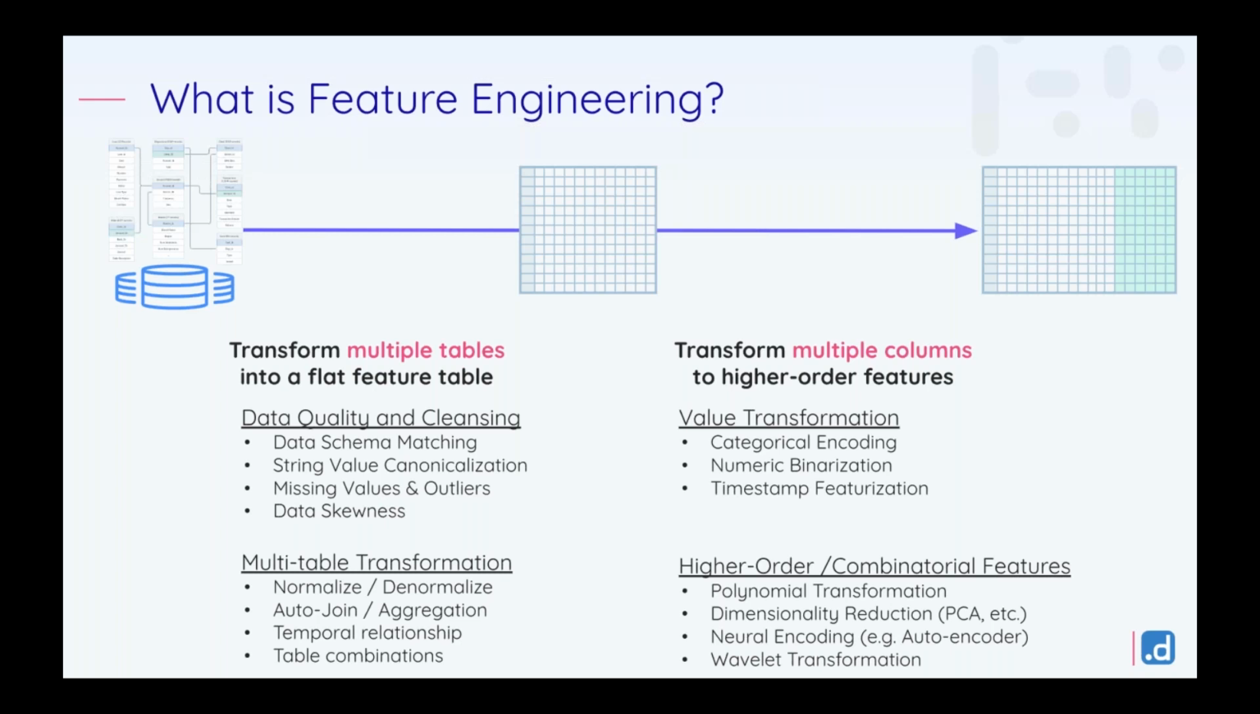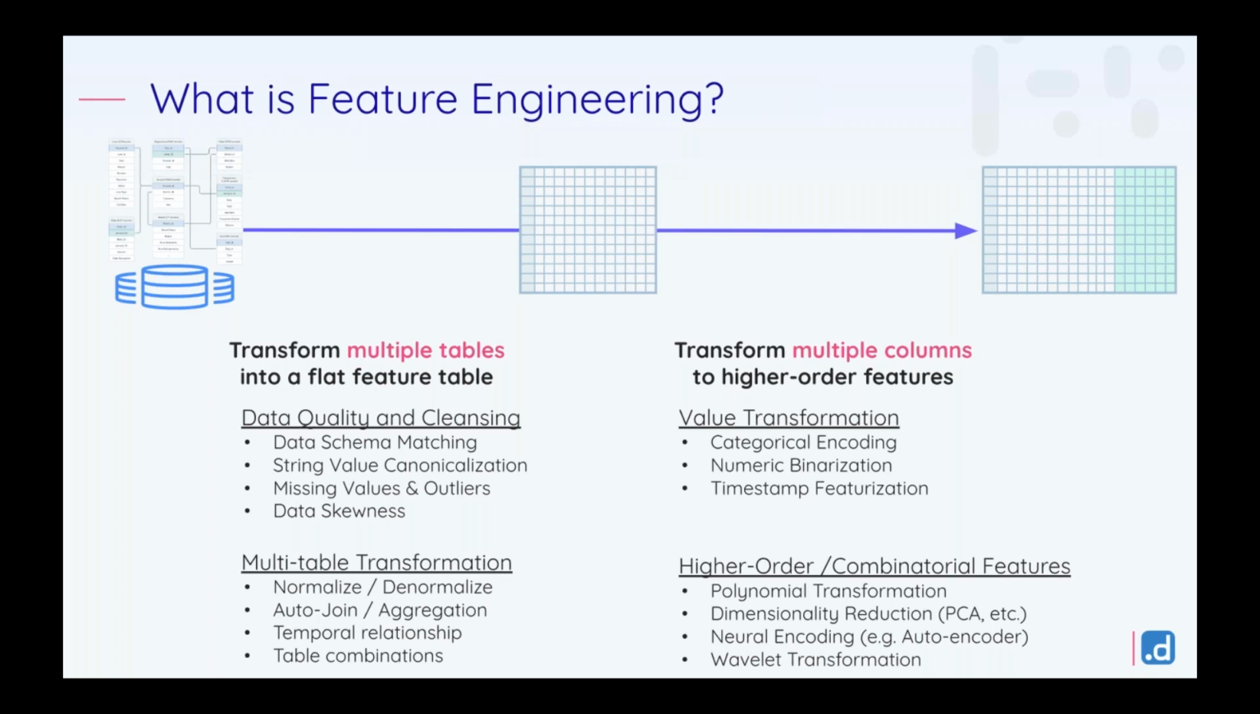And most importantly, in this process, we need to do data combination. We need to join tables. We need to turn the 10 tables into one big table. In this case, we do normalization and denormalization. We need to deal with what is the right aggregation one should be using in doing this data combination. How do we deal with the temporal information, etc. So this is the first step of feature engineering. It's primarily about combining tables into a flat table.